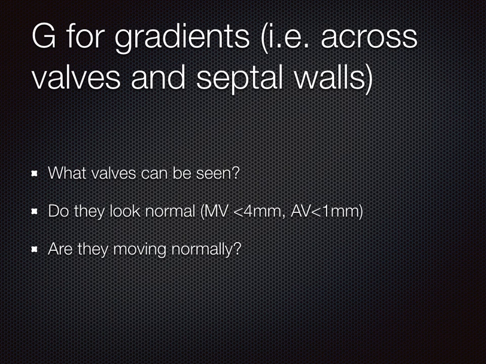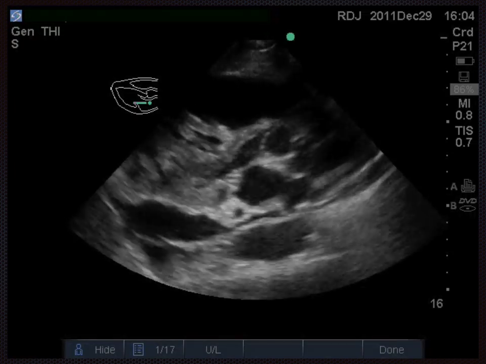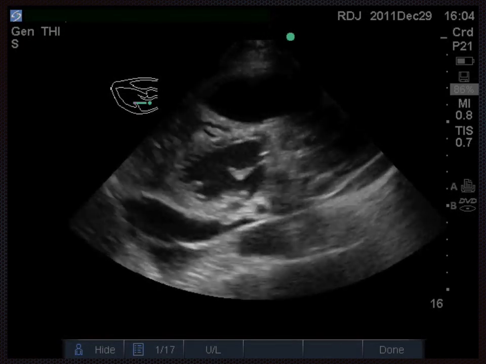Moving away from valves, there may also be abnormal flow across things such as holes in the septal wall. This may be ventricular, or it may be the interatrial septal wall where there's colour flow applied, which clearly shows a jet of flow that shouldn't be there across a septal wall. So, G's for gradients. So let's move back to this image.